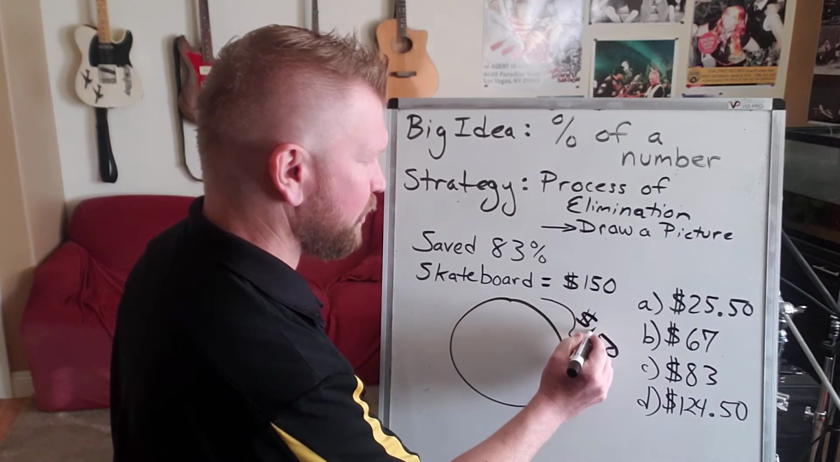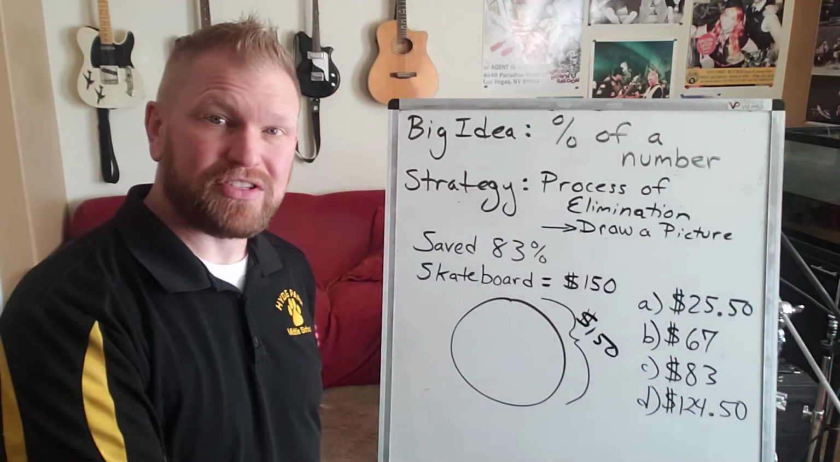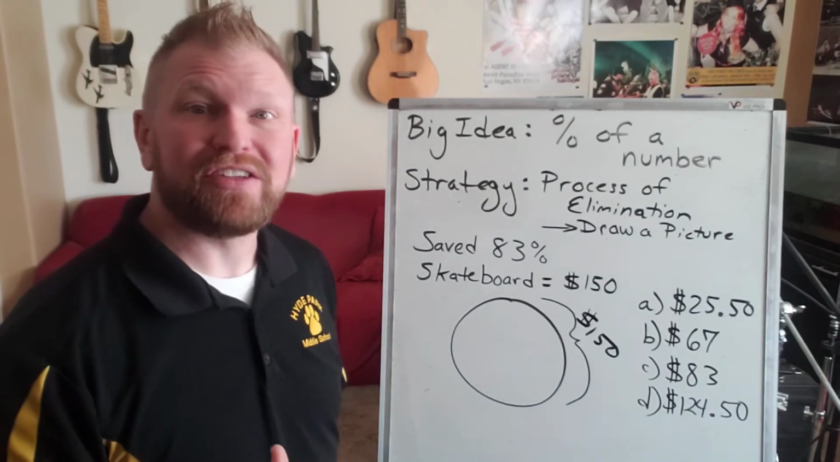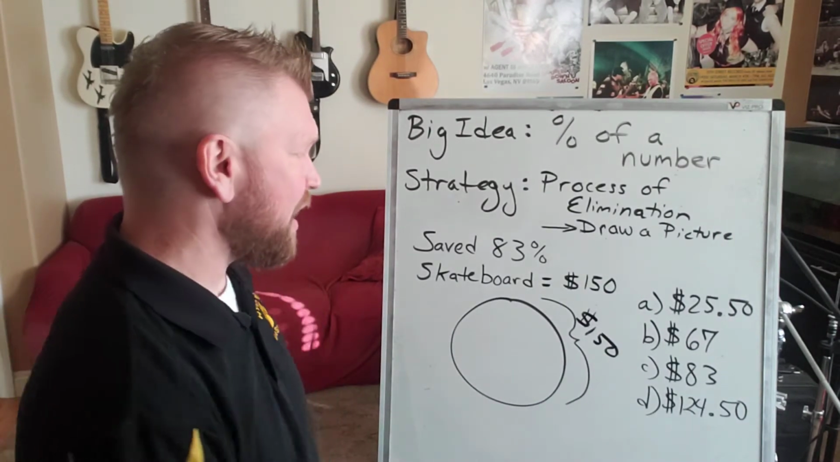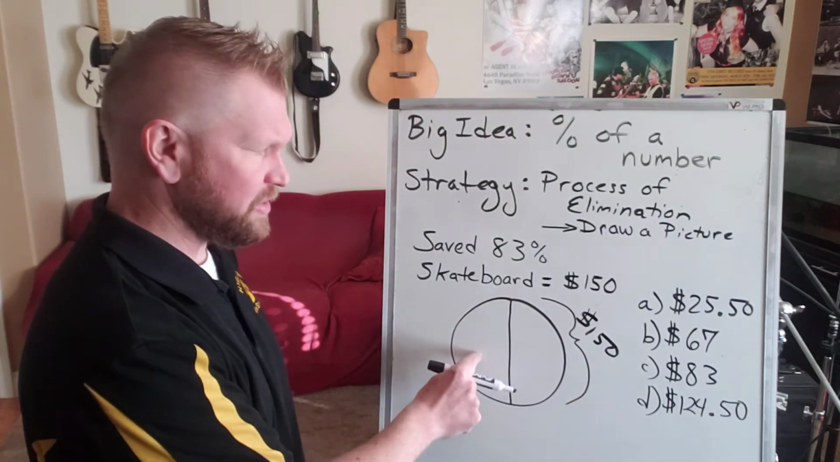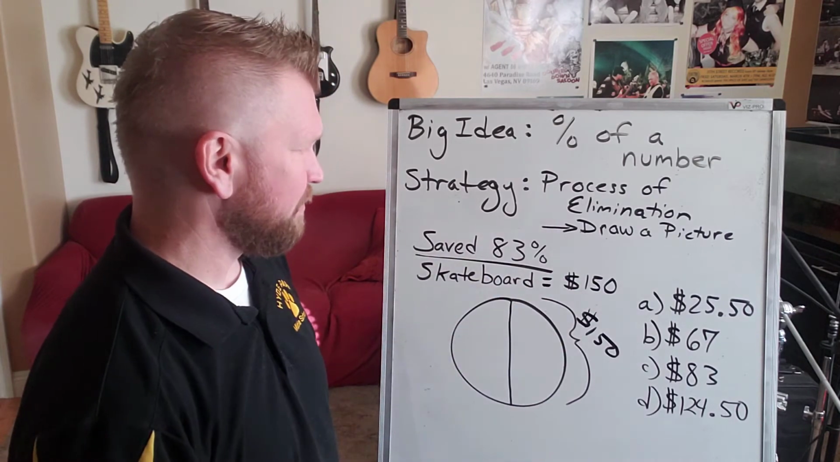We're going to then cut this into two parts. The two parts are going to be how much has he already saved, and how much does he still need to save. For example, if he had saved 50% of the money, that means half, and we would cut it right in half, and we would say he's already saved half, he needs to get the other half. But he's actually saved 83% of the money.